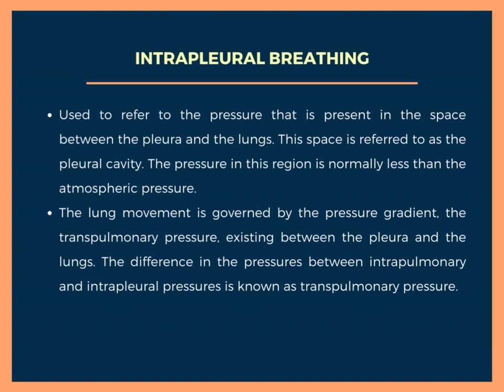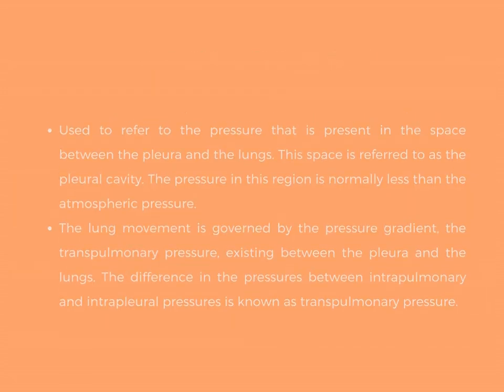The lung movement here is governed by the pressure gradient, transpulmonary pressure, existing between the pleura and the lungs. The difference in pressures between intrapulmonary and intrapleural pressures is known as the transpulmonary pressure.